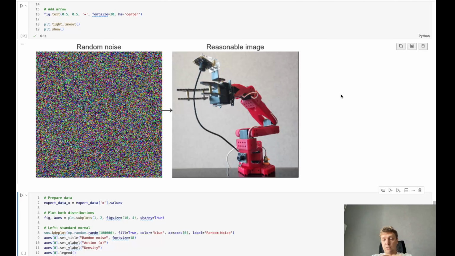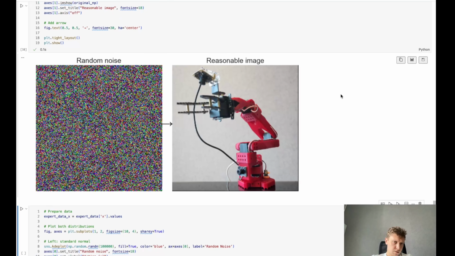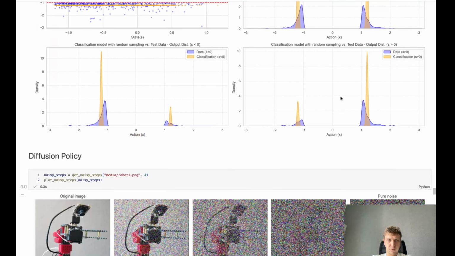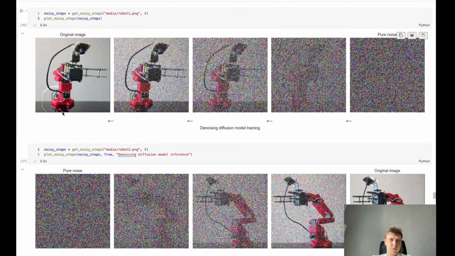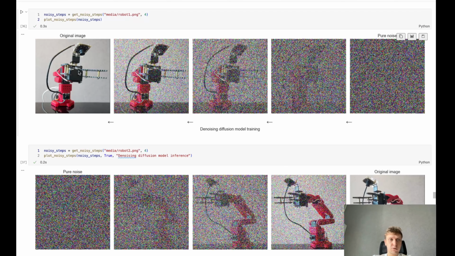Here you can ask the question: we don't generate images, right? In robotics, we don't need images, we need actions. So how can it be applied to robotics? And the idea is that it doesn't matter what you generate. If you train your model on images and teach it to transform noise to images, you will generate images. But if you need to generate new actions, you just train your model on actions.